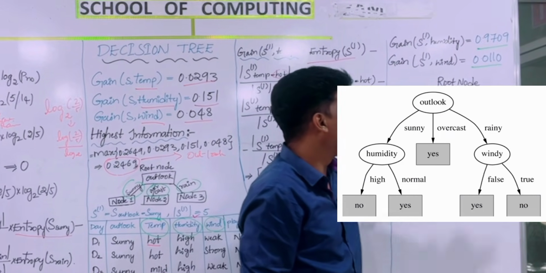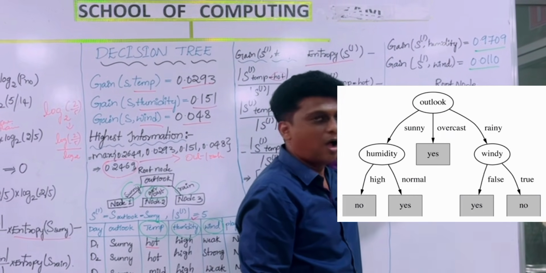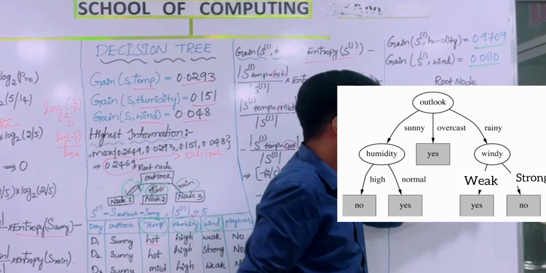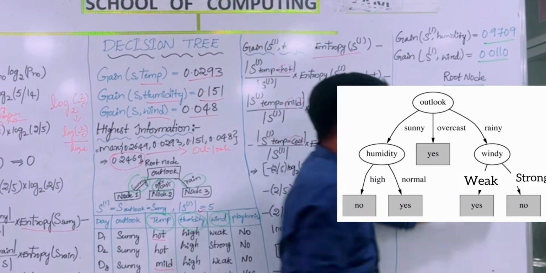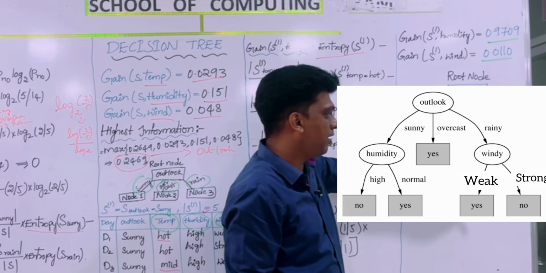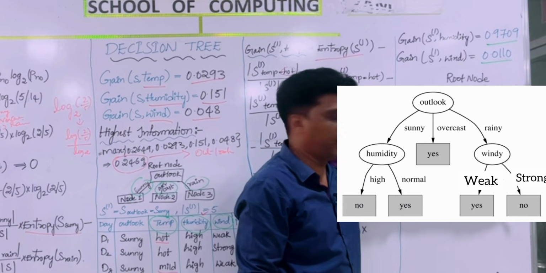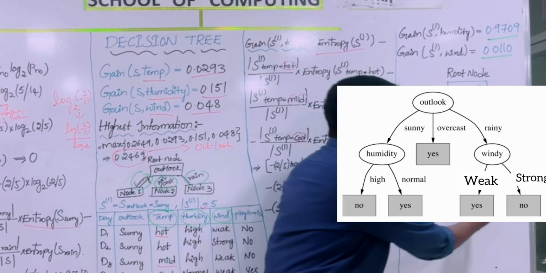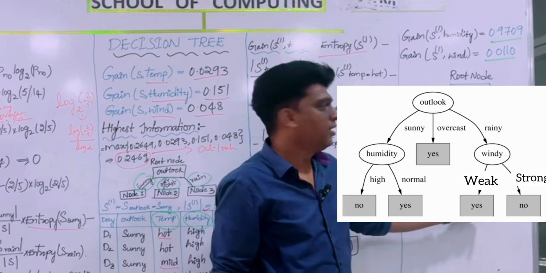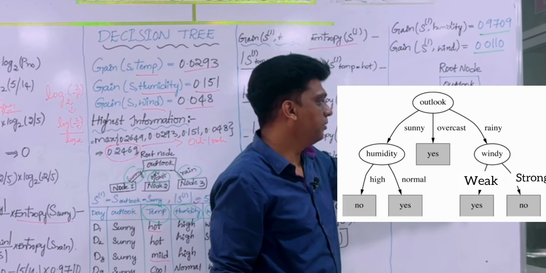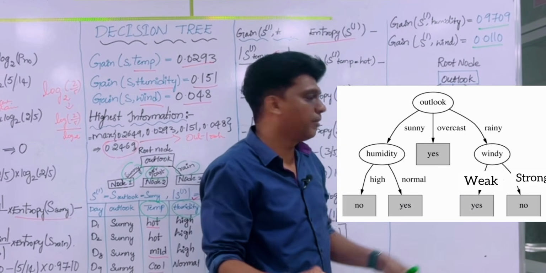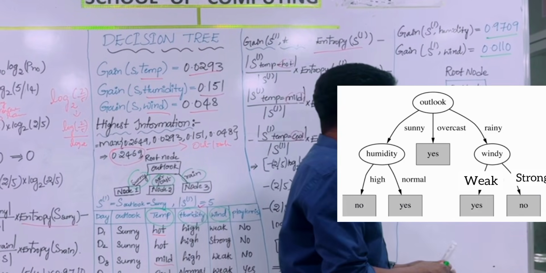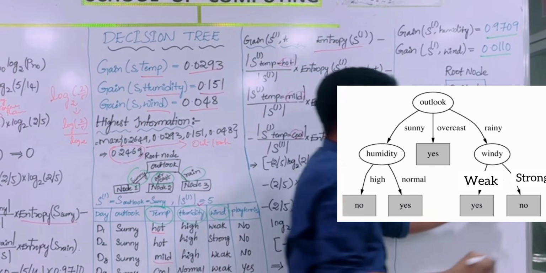Then come to the third one. Whenever it is raining, we take wind, which has two categories, strong and weak. Under the strong category, surely he will not play tennis. When the wind is strong, he will not play tennis. From the table we observe that whenever the wind is weak, he played tennis.